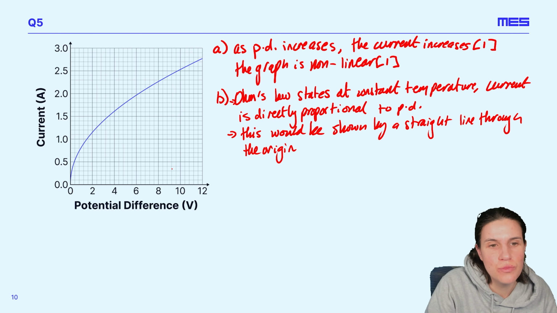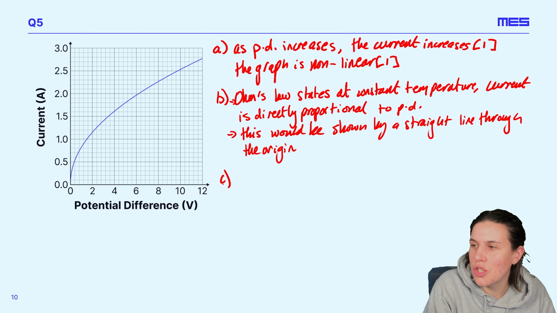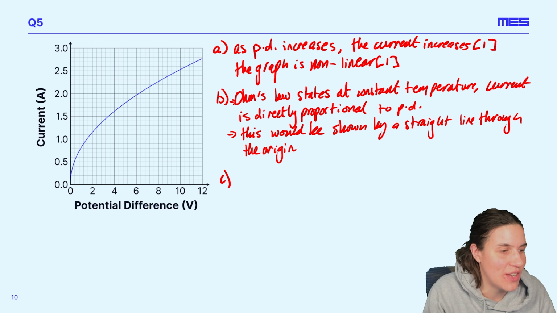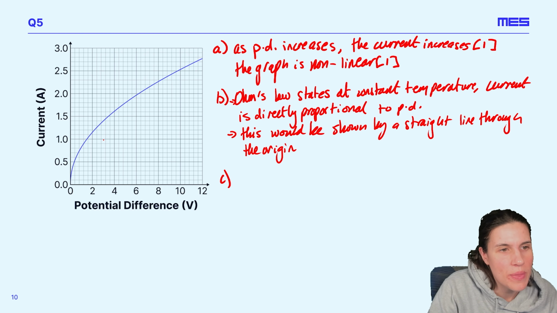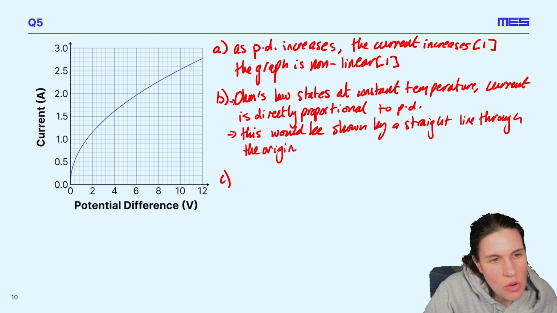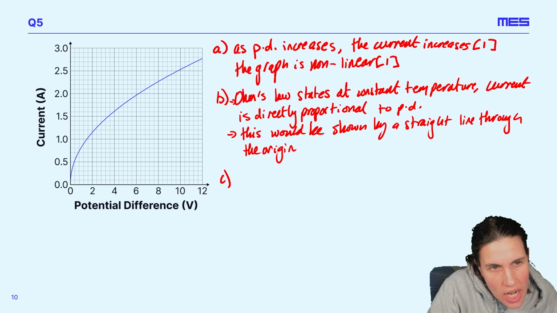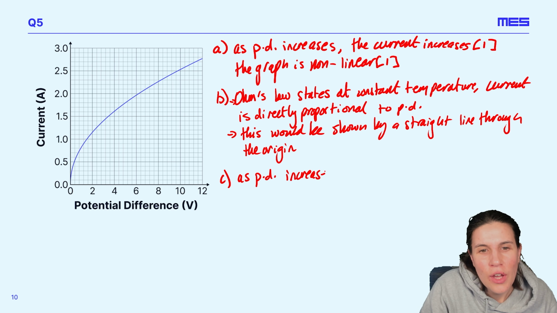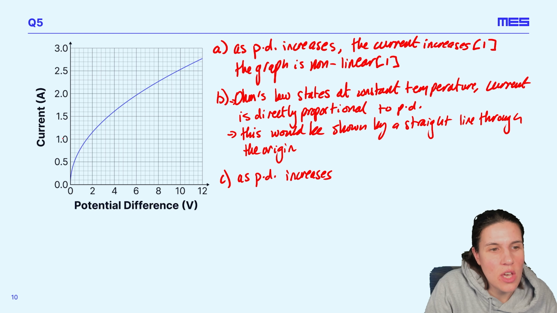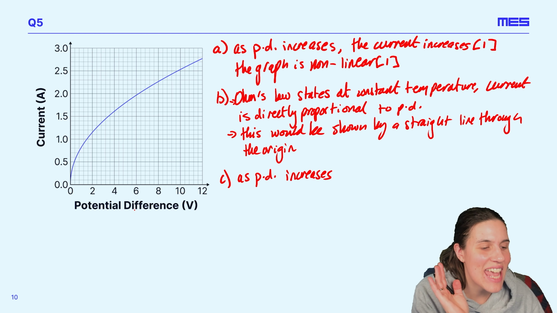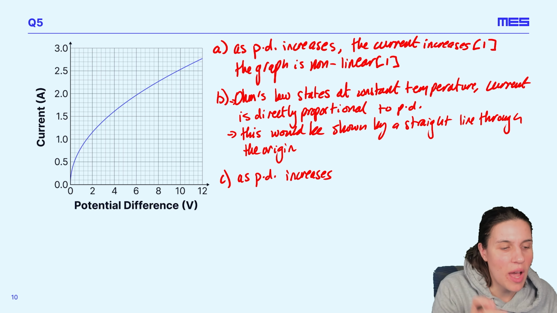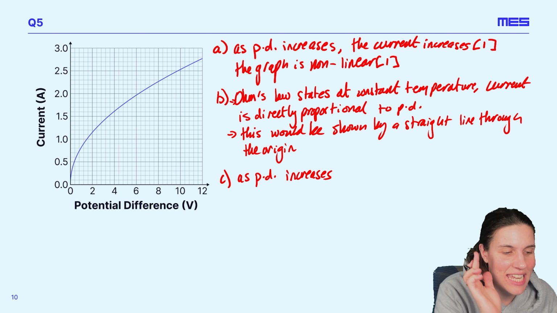Right. Part C asks us to describe how the resistance of the component changes as the potential difference increases. So, as we look at this graph, the gradient is getting shallower as we go up. So, as the potential difference increases, the gradient on a current potential difference graph is the inverse of the resistance. So if the gradient gets shallower, that means the resistance is getting larger.